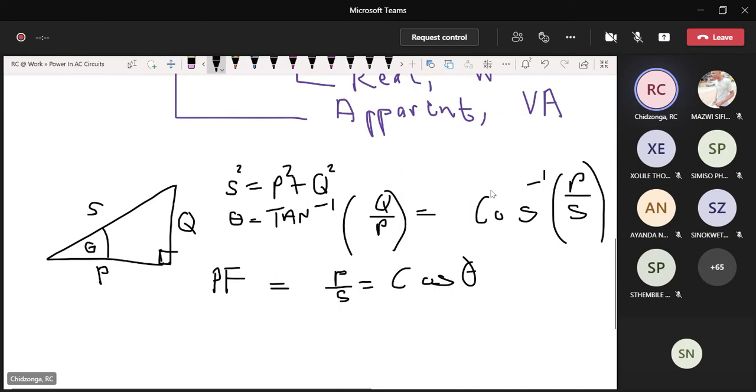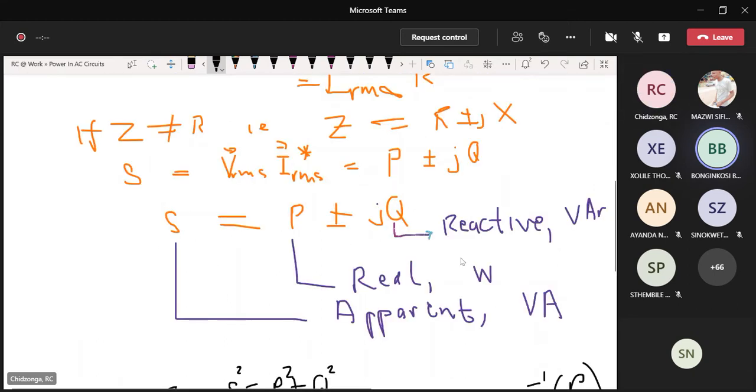Yes, sir. There are questions. Yes, please go ahead. Okay, sir. In that equation of apparent power, where S is equal to P plus or minus JQ, are we going to use the same principle as the RLC, when XL is greater than XC, there will be a positive J there, and when XC is greater than XL, there will be a negative JQ there?